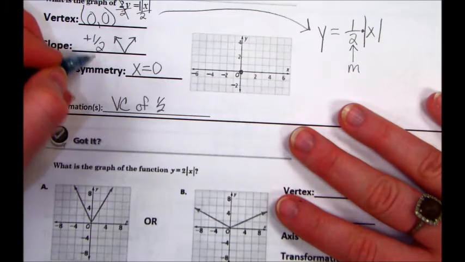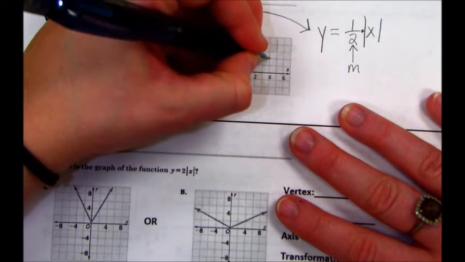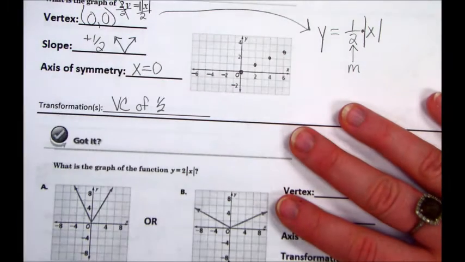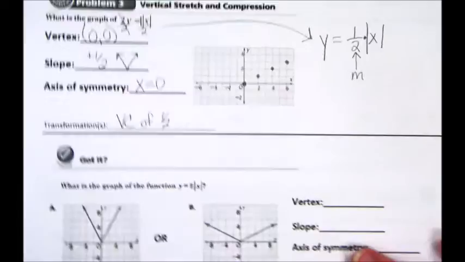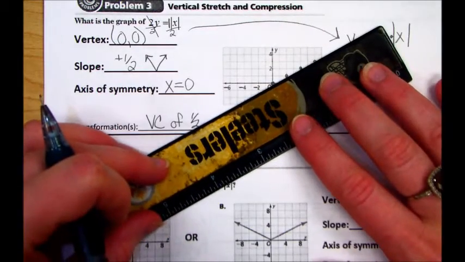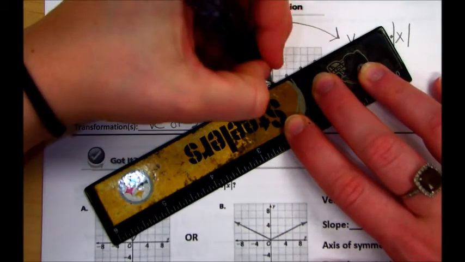Up 1, right 2. Do that a couple of times. I did it 3 times. Up 1, right 2. Do not make the mistake. The biggest mistake people make is connecting this with a straight line. This is not a y equals mx plus b. So we're going to connect just this side.